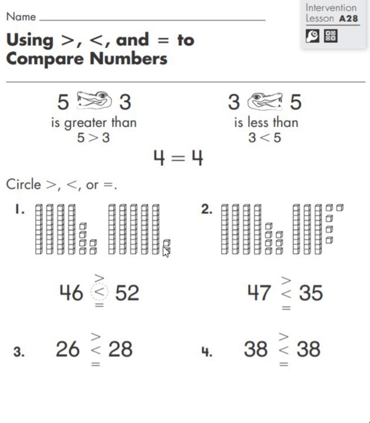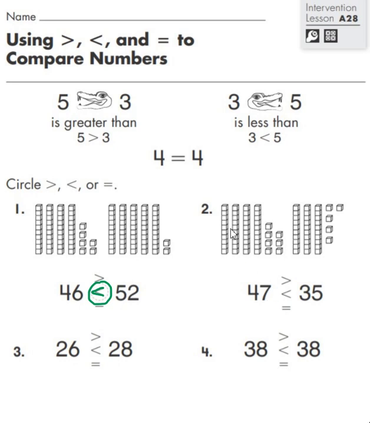Now 52 might have fewer 1s, but it has more 10s. We know it's definitely a larger number than 46. So 52 is the larger number, 46 is the smaller number, so we would read this, because 46 is on this side, as 46 is less than, there's our alligator chomping, 52. 46 is less than 52.